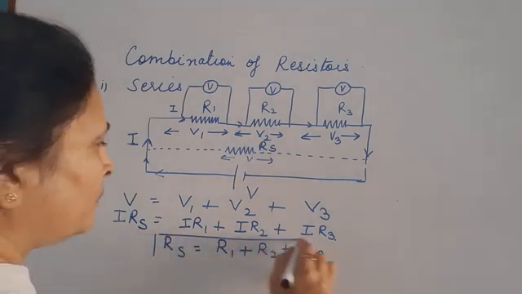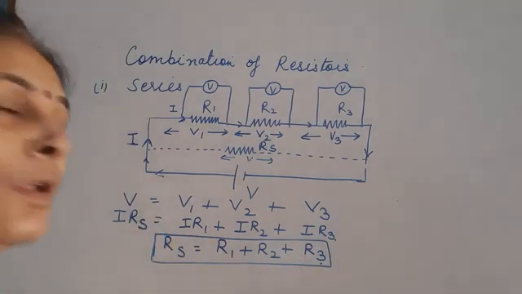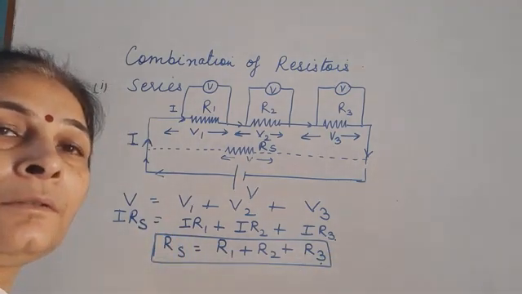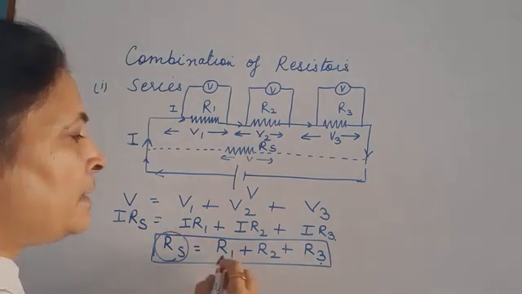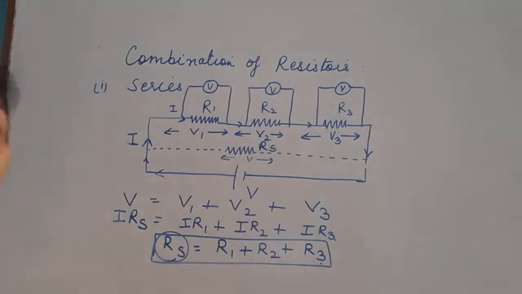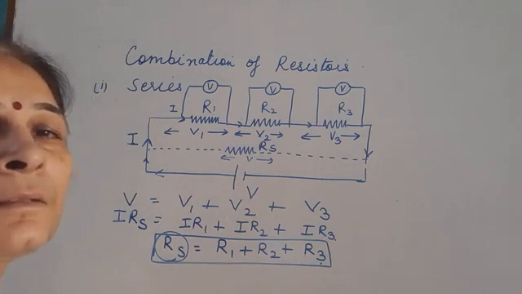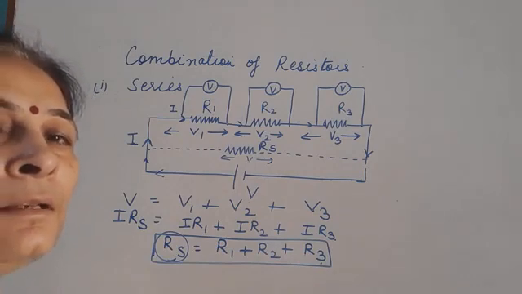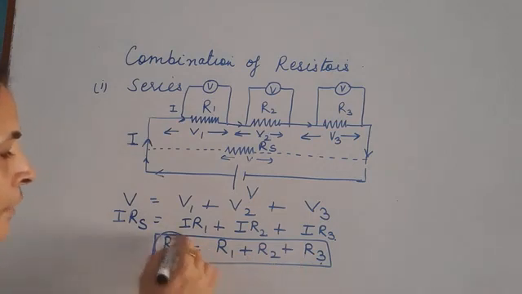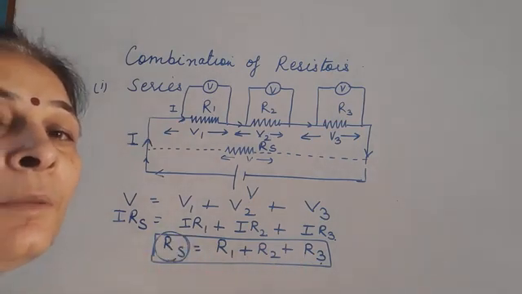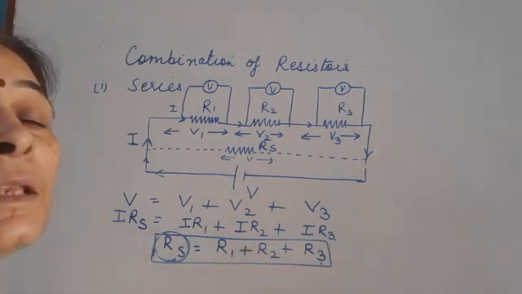So what I'll get as RS is equal to R1 plus R2 plus R3. In series combination, the resultant resistance is simply the algebraic addition of all the resistances connected in series. And you can see from here that this value of resistance RS will be more than each of the individual resistances.